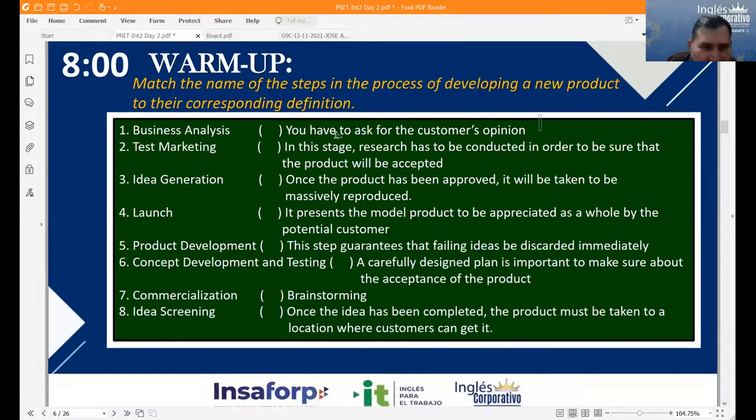Okay. My friends, what do we use in the first one? We have test marketing. Test marketing, right? You have to ask for the customer's opinion. Test marketing. Number two. Let's write number two. What about the next one? In this stage, research has to be conducted in order to be sure that the product will be accepted.